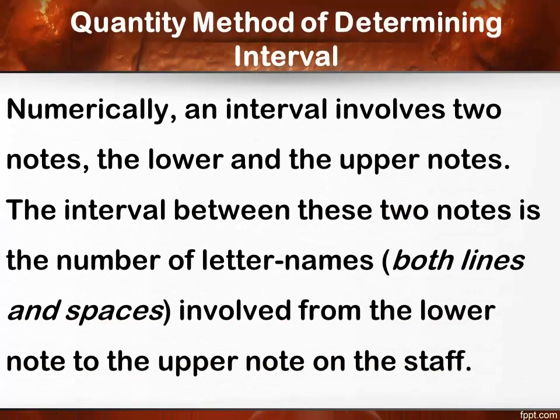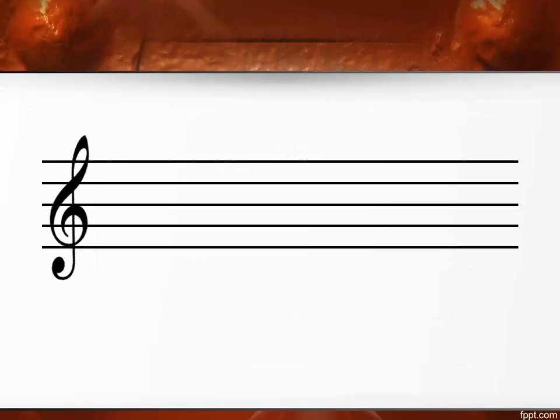Now, numerically, an interval involves two notes, the lower and the upper notes. The interval between these two notes is the number of letter names, both lines and spaces, involved from the note that is lower to the upper note on the staff. Now this may be a bit clumsy for a lot of persons, but let's see how we determine this.